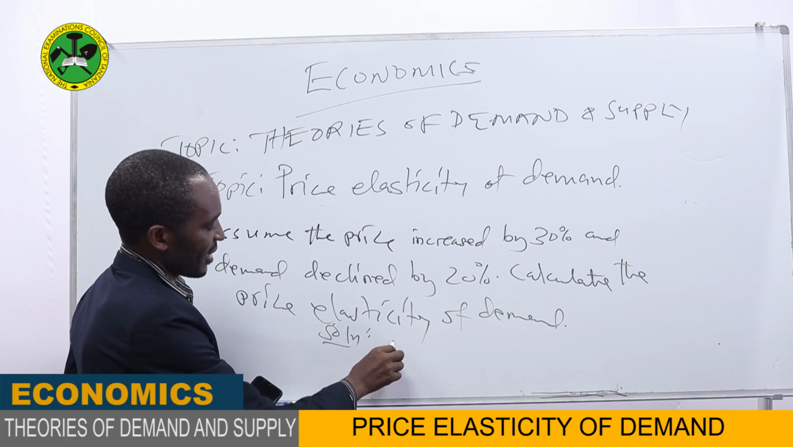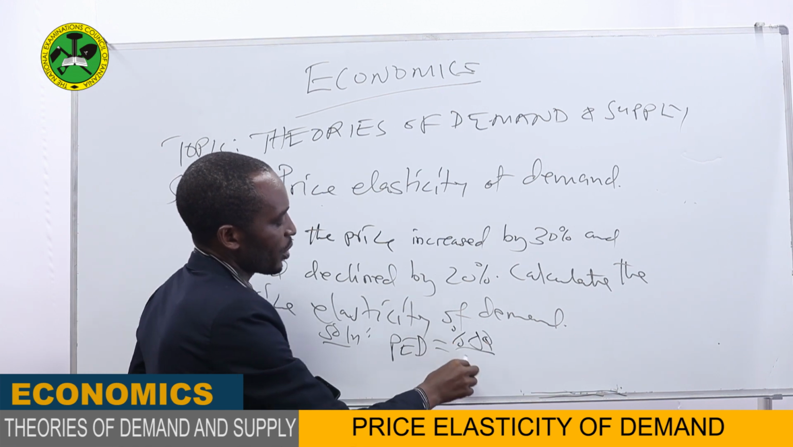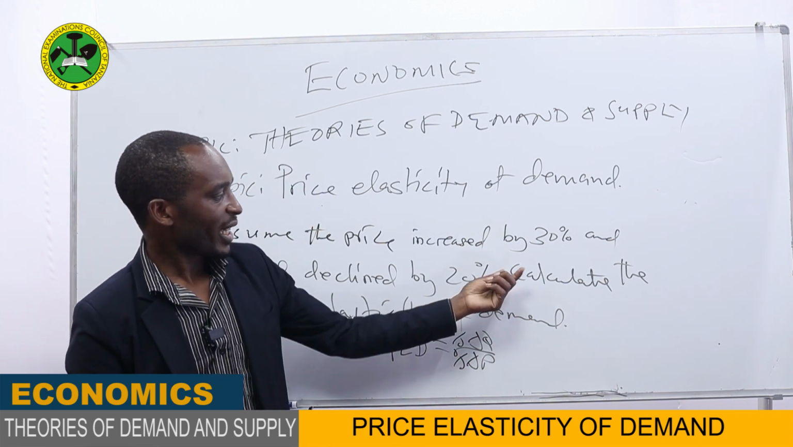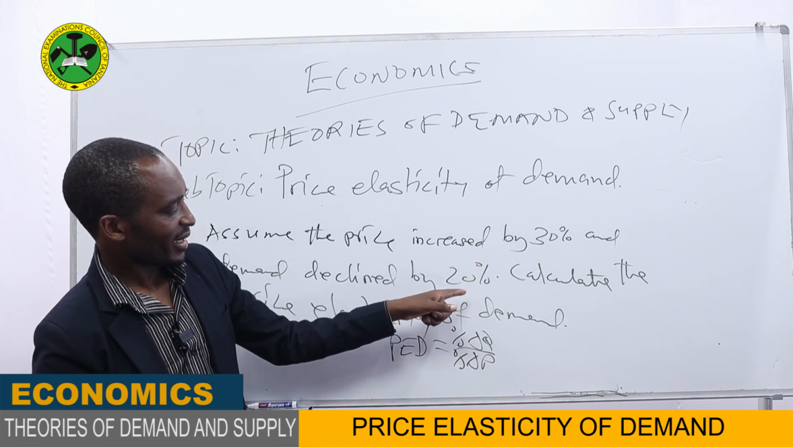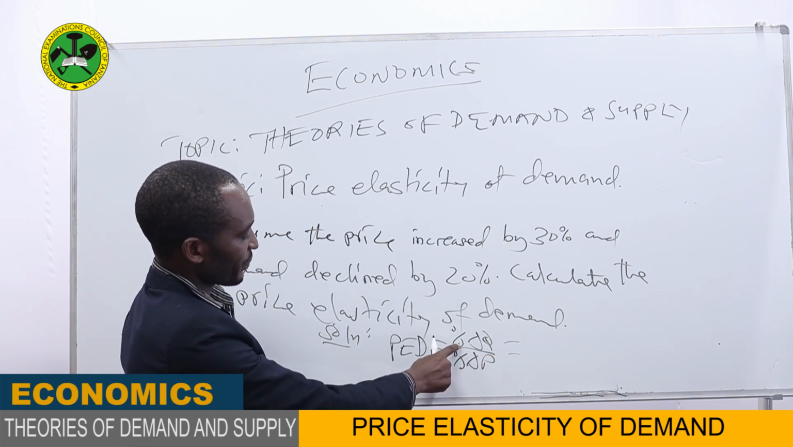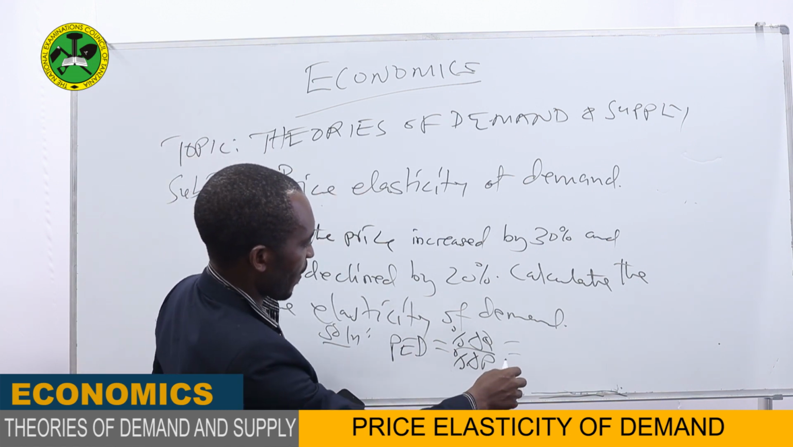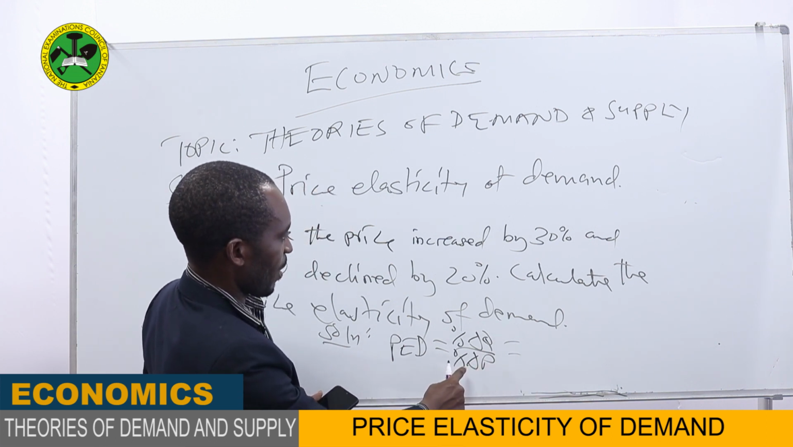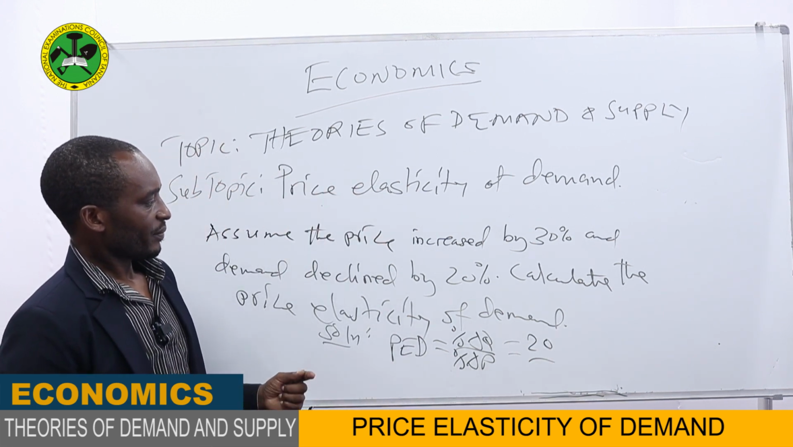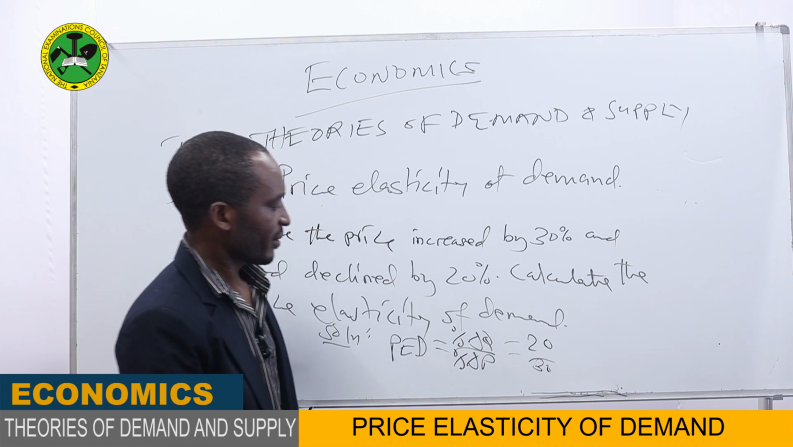the price elasticity of demand equals to percentage change in Q over percentage change in price. Now, in our question here, we are given the percentage change in the price and the percentage change in quantity. So you plug this information into the formula. So the percentage change in quantity is 20, and the percentage change in price is 30.